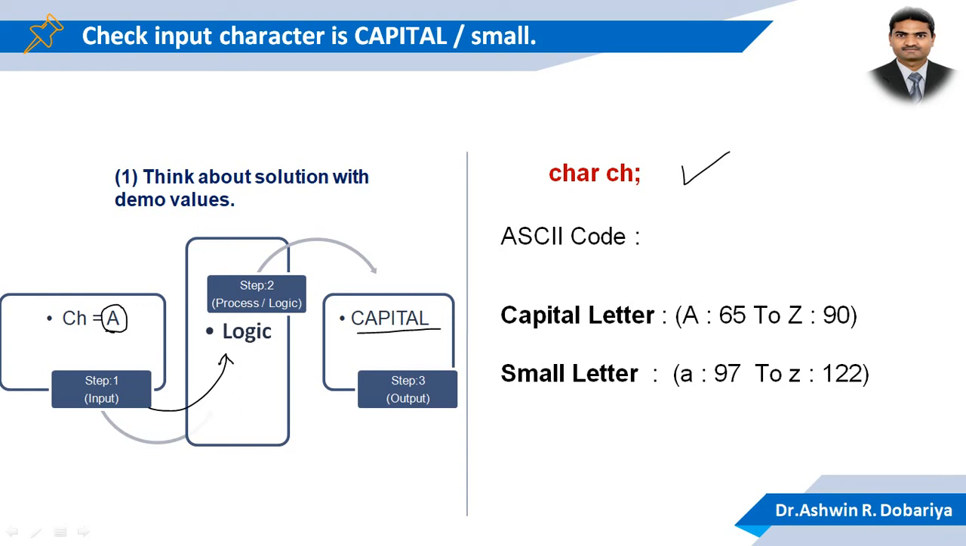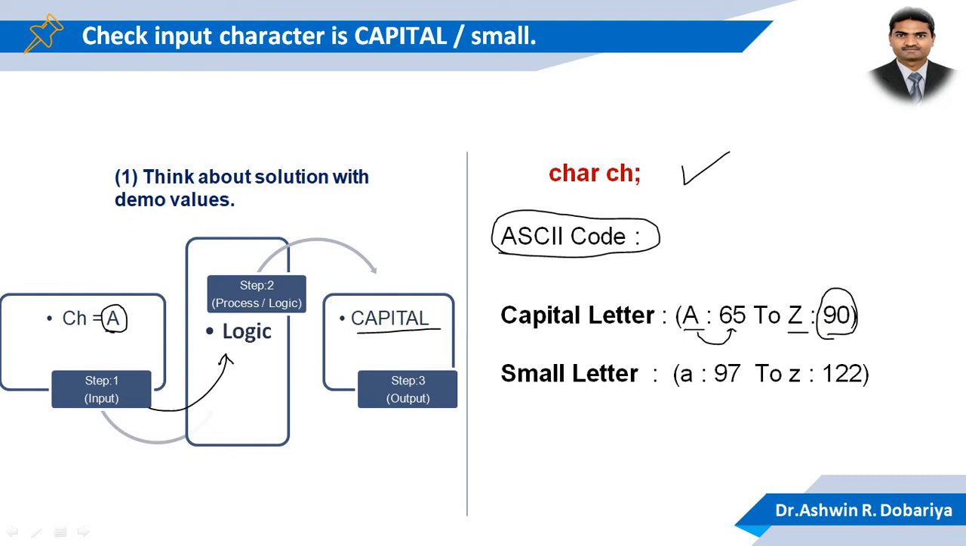Now to write this kind of program, you should be aware of the ASCII code. ASCII code is a unique code which is assigned to each and every key, each and every letter, number and special symbol. In this program we only need to know the ASCII codes of capital letters and small letters. Capital A has the ASCII code 65. For capital B, the next value is 66, then capital C 67, capital D 68, and the last character, capital Z, has the ASCII code 90.